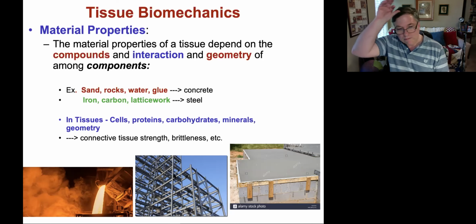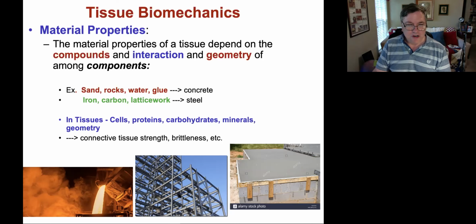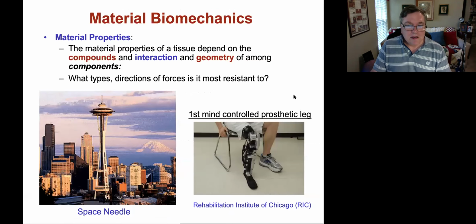So pretty incredible. In the body, we have a construction crew, the cells, if you will, that's going to lay down proteins and carbohydrates and minerals and put them in the right geometry. That's going to determine the material properties of a bone or tendon or ligament, piece of cartilage, could be a muscle. So its strength, its stiffness, its toughness, its ductility, its elasticity. And anytime we think about something being elastic, meaning it's healthy, so that's what's going to determine the material properties.